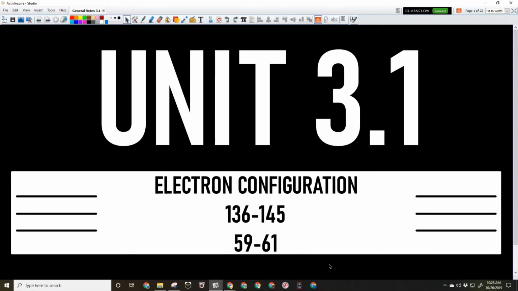Welcome back. This is a new unit, Unit 3, and this is 3.1, Electron Configuration. In your textbook, it's going to be pages 136 to 145. And in your study guide, it's going to be pages 59 through 61.